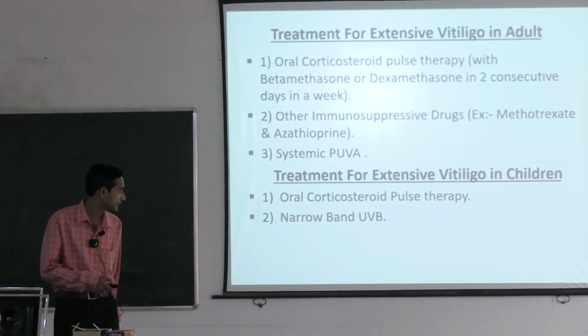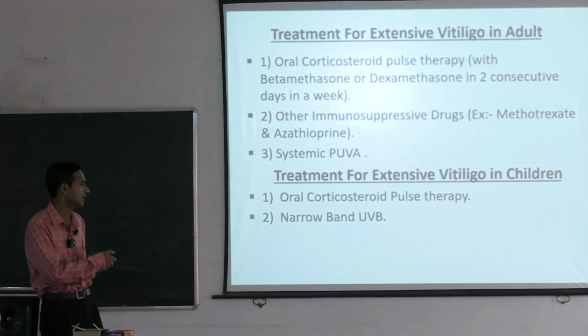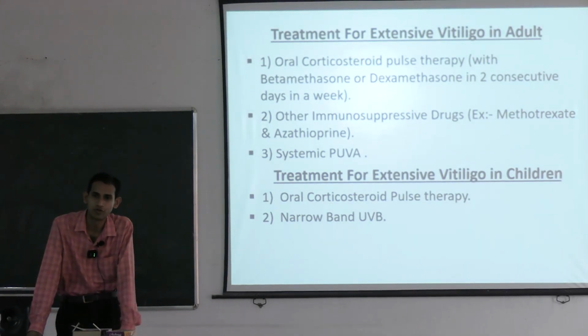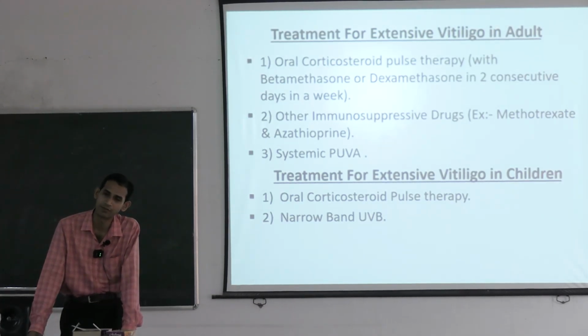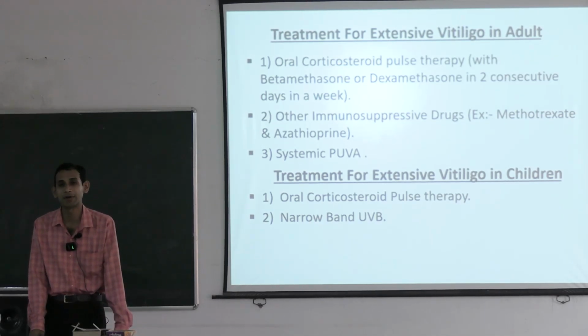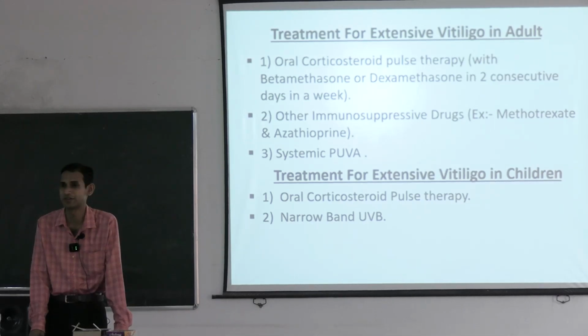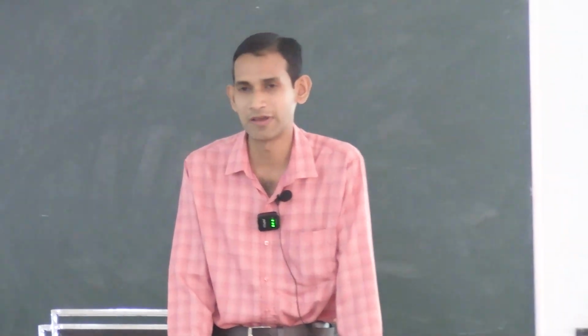Usually oral corticosteroids, commonly betamethasone, are used on 2 consecutive days in a week in a dose of 0.1 milligram per kg body weight for several weeks to make the vitiligo stable. Other drugs, dexamethasone or methylprednisolone, can also be used. But if the patient is diabetic or hypertensive, in that case you can't give systemic steroids. In that case you have to switch to other immunosuppressive drugs for the stabilization of vitiligo.